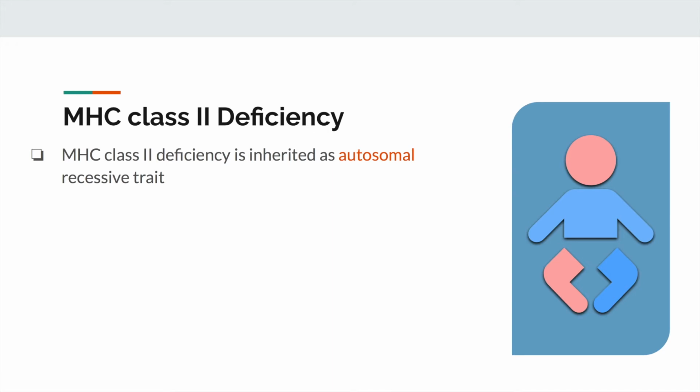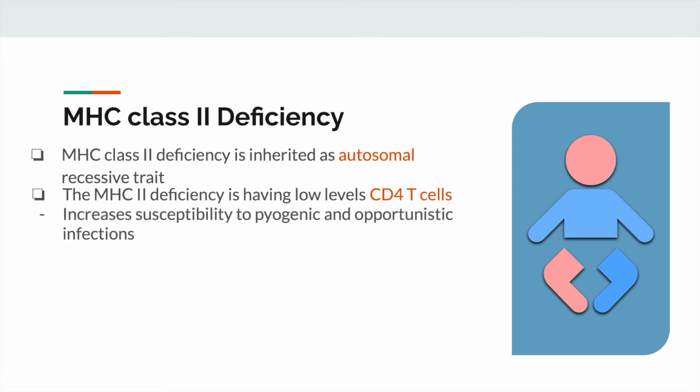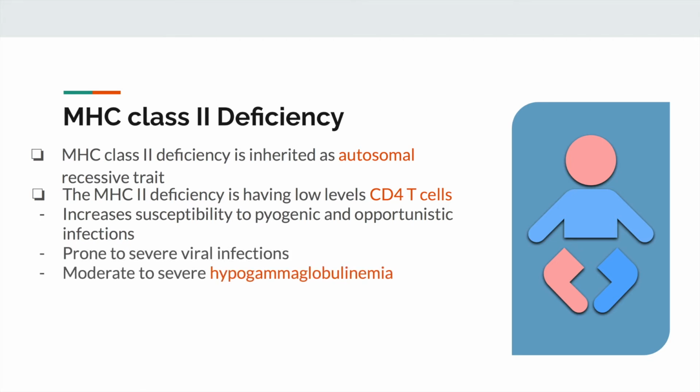It's an inherited autosomal recessive trait, and its deficiency is identified as having low levels of CD4 T cells. Health problems normally show up early in infancy, evidently shown by their combined immunodeficiency symptoms, things like increased susceptibility to pyogenic opportunistic infections, prone to severe viral infections, and moderate to severe hypogammaglobulinemia.